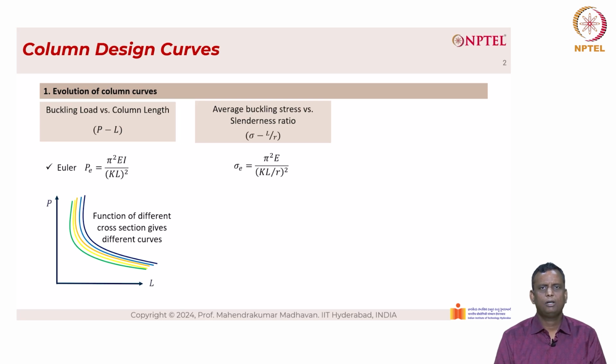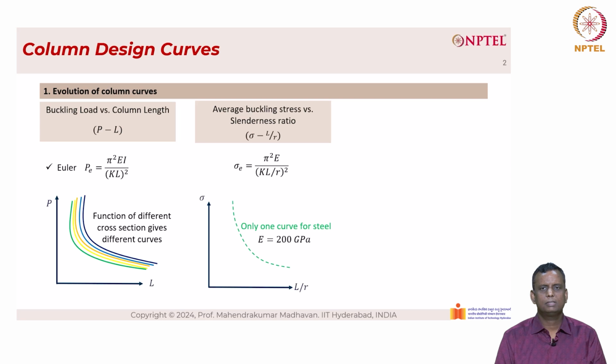When we divide the Euler load by area A, we get sigma E equal to pi square E divided by (KL by r) the whole square. When we plot it, we have one single curve which is based on the slenderness ratio of the column. The slenderness ratio basically incorporates both the length as well as the cross-section properties. Length is given by L, the cross-section properties are given by the radius of gyration r, which is a function of I by A, because r equals root of I by A.